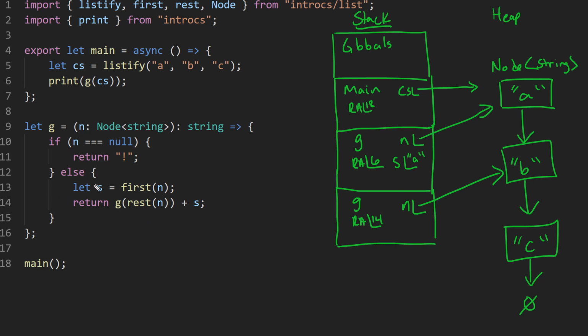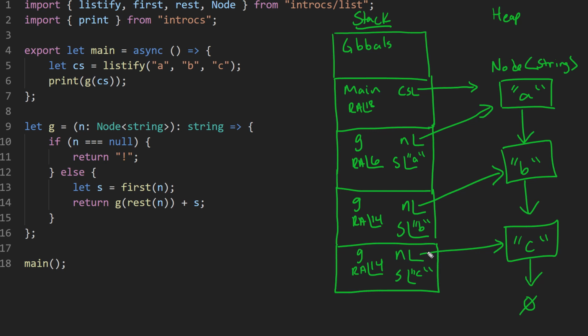N is not null, so we go into this else. S is once again the first value, so S is going to be B, and we hit this recursive call again. And I'm going to move pretty quickly through this sequence of recursive calls to try and get to the interesting part more quickly. So here N is going to be the rest of N that came before it, so that's going to be referring to this node whose value is C. When we jump into this, N is not null, so now S is going to be the value C.